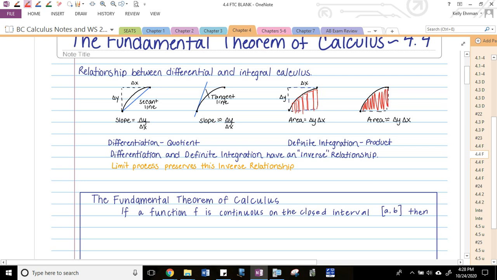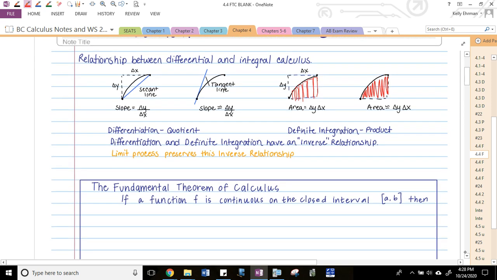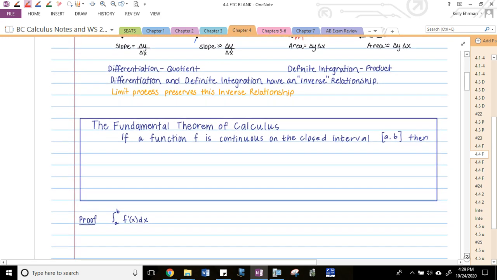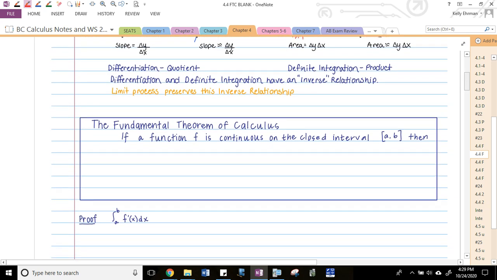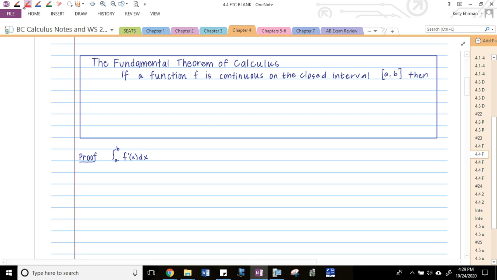So when you're integrating, you're finding area, and areas are products. When you're differentiating, you're finding slopes, and slopes are quotients. And remember, they're inverse relationships. So when you take the derivative of an integral, they cancel each other out. You're left with whatever the function is. When you take the integral of a derivative, same thing. Those are inverse operations. And we used limits to prove how we can get exact values for areas under curves and exact values for derivatives and slopes. So what is the fundamental theorem of calculus?